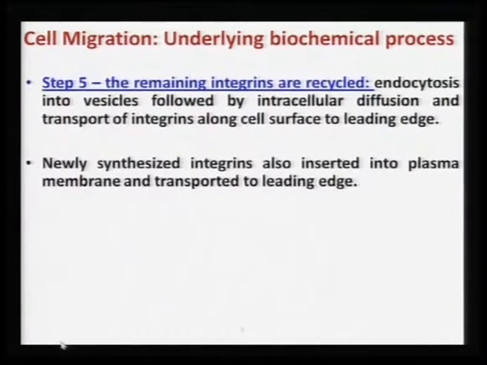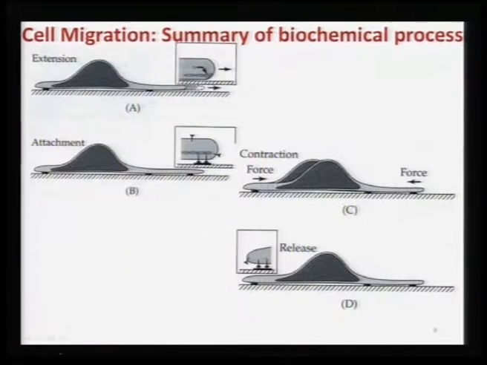Now, step 5 is that the remaining integrins are recycled, that means endocytosis into vesicles followed by intracellular diffusion, and newly synthesized integrins are also inserted into the plasma membrane and transported to the leading edge. So, this is the summary of the biochemical processes. Stage 1 is extension, stage 2 is the focal contact established, stage 3 is the contraction forces, and stage 4 is the release.